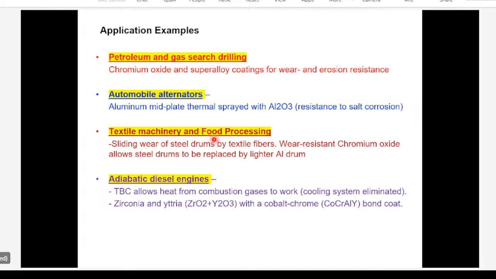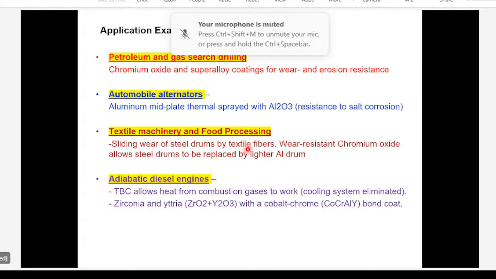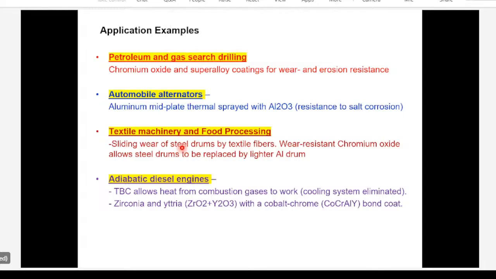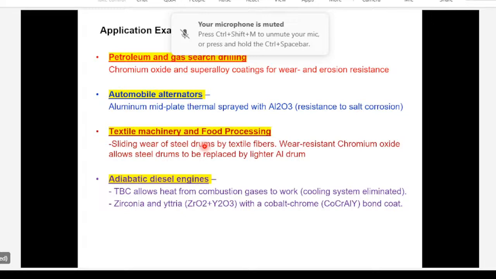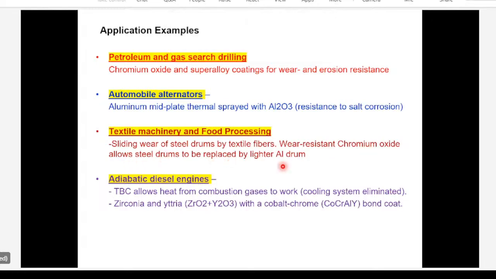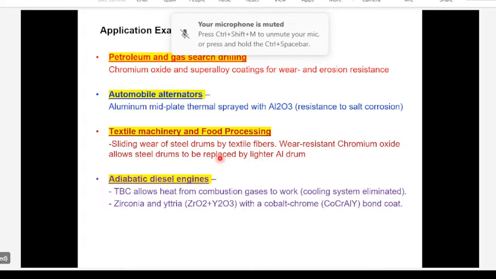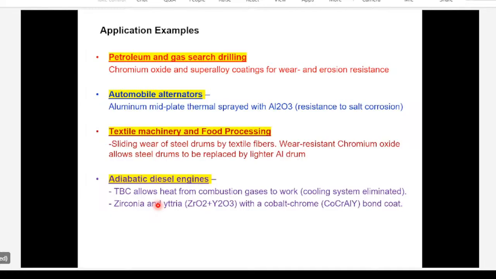In textile machinery and food processing equipment, the textile fibers continuously come in contact with rotating steel drums. So there is wear of steel drum from textile fibers. So now people replaced steel drums by lighter aluminum drums, and they applied chromium oxide thermal spray coatings. So now you have lighter drums with the same hardness and wear resistance as steel drums.